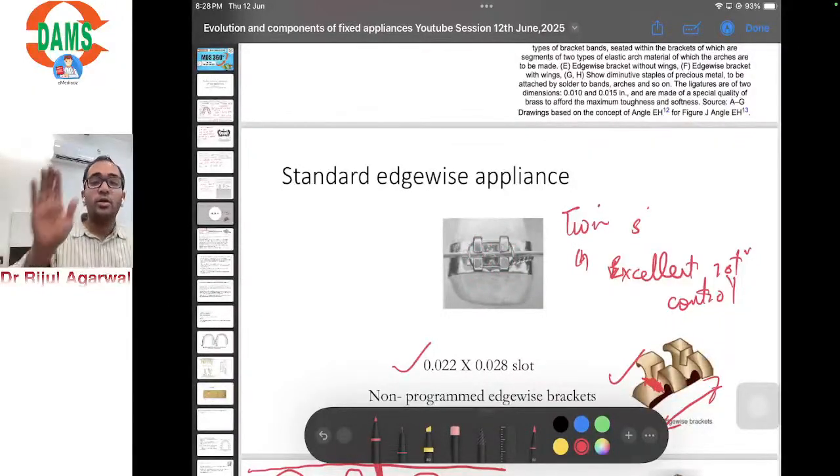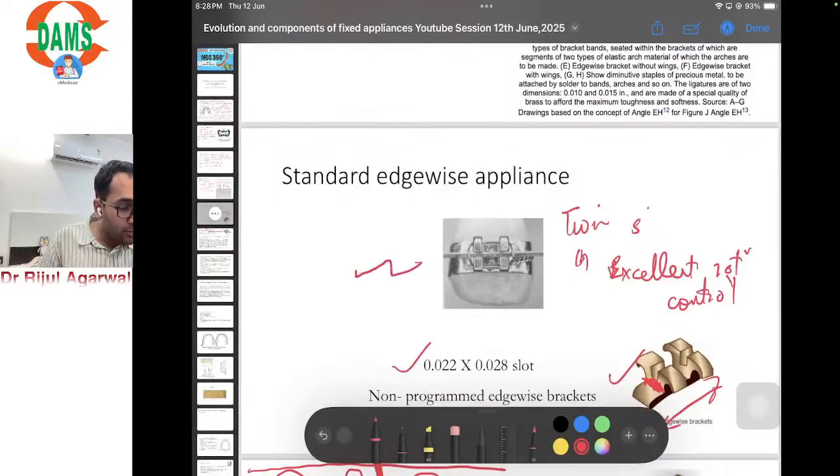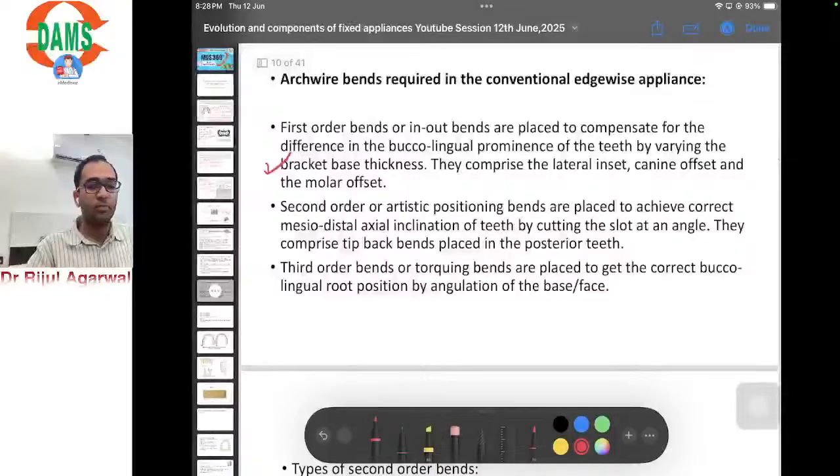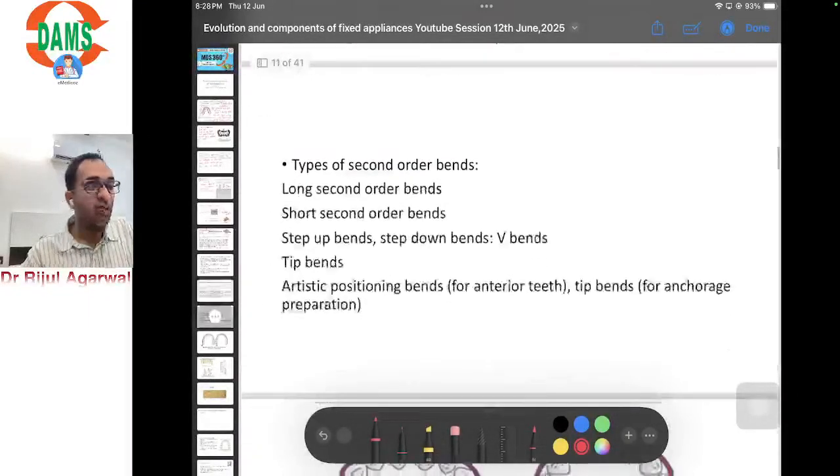As I've told you, the teeth are inclined at a certain mesiodistal inclination. If they are not, we need to place bends like this inside the wire so that they correctly get inclined. Otherwise, if we just cut the slot like this, then when a straight wire is placed, the teeth automatically get inclined. These are the tip back bends placed in the posterior. So there are certain types of second order bends.